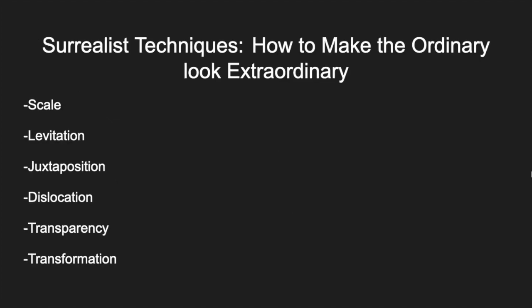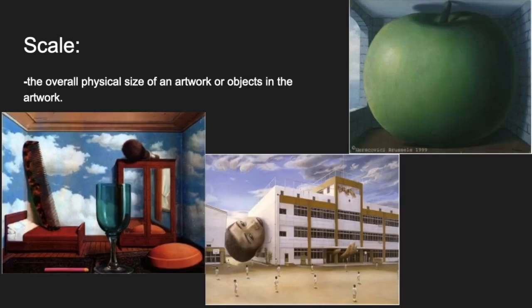Surrealist techniques. How to make the ordinary look extraordinary. Scale, levitation, juxtaposition, dislocation, transparency, and transformation. The first being scale. This is the overall physical size of an artwork or objects in the artwork. So over here we have this giant apple that takes up that entire room. That's not the typical scale that we would see for an apple.